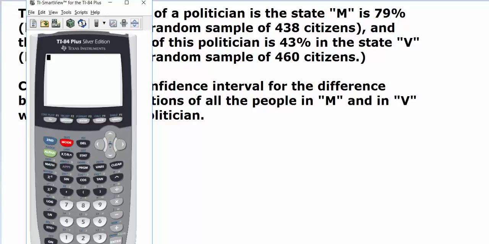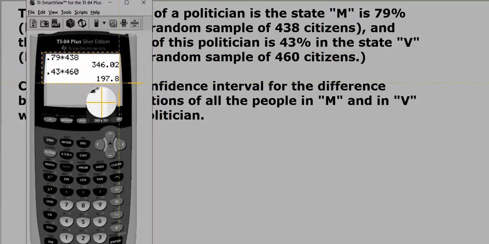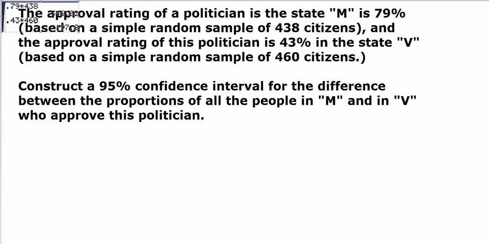Okay, so 79% of 438, that is about 346, and then we need 43% of how many? 460. Oops, sorry about that. Okay, so that's about 198. So let me try to remember it, otherwise I'll forget.